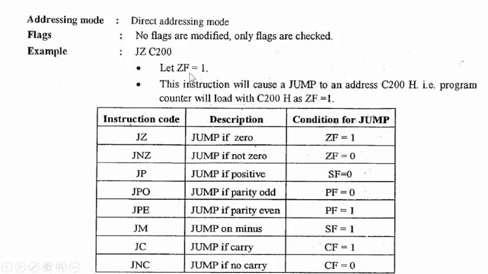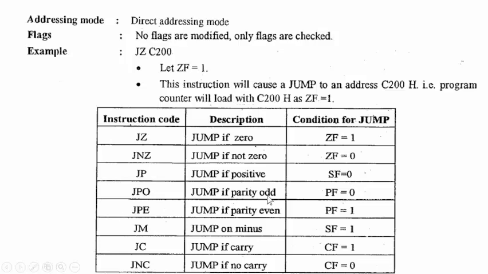Now in this case condition is true, that means in the program counter this C200X gets copied and execution will start from C200 location. So these are the different conditional jump instructions. JZ means jump if zero flag set, JNZ jump if zero flag reset or not zero, that is zero flag bit is 0. JP means jump if positive, that means sign flag bit is 0.